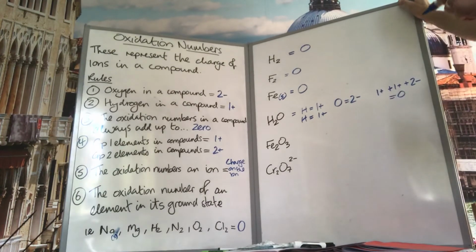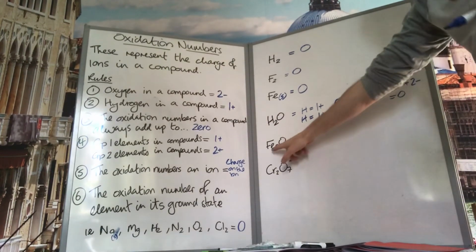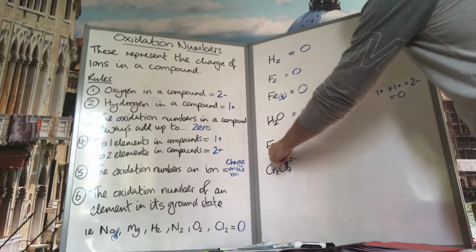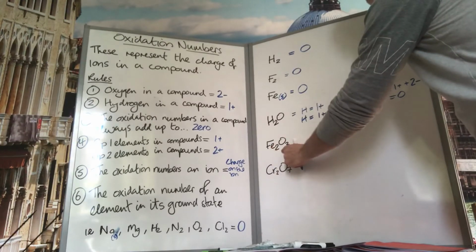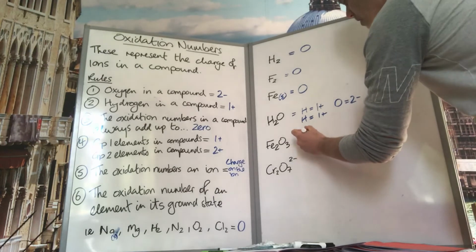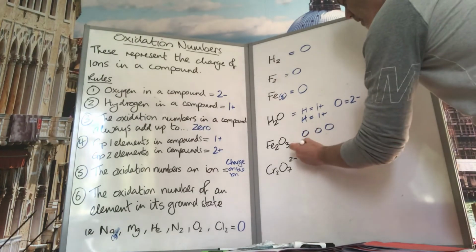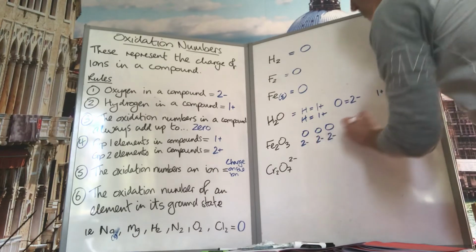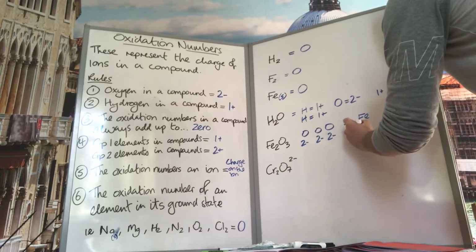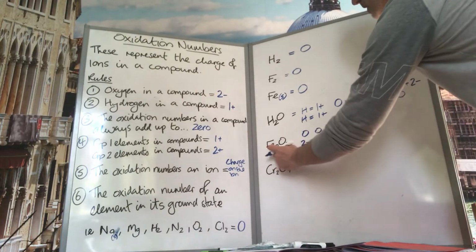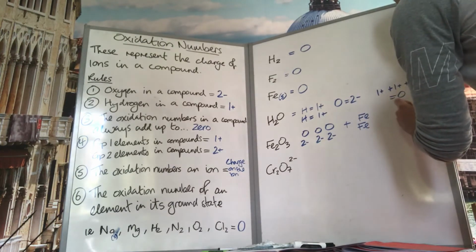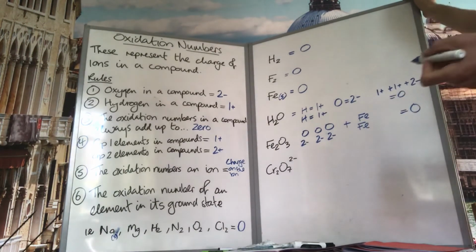Iron oxide, getting a bit more complicated now. It's a compound again, 2 different elements bonded together. We don't know what iron is in this case, but we do know what oxygen is, so we apply rule number 1. So we've got 3 lots of oxygen here, and they are all 2 minus. Okay, and we've got 2 lots of iron, Fe2O3, so we've got 3 of those, 2 lots of iron, and the whole thing needs to balance out to 0, okay, because it's a compound.